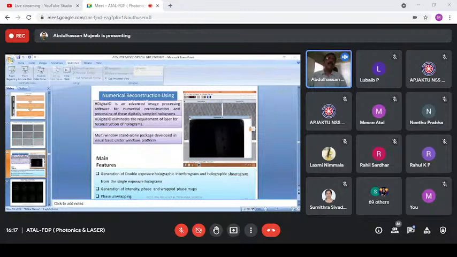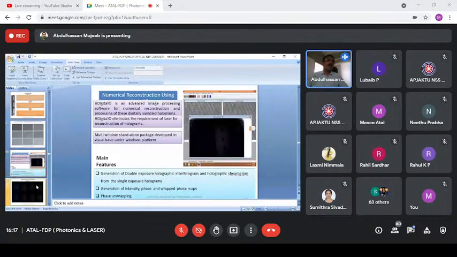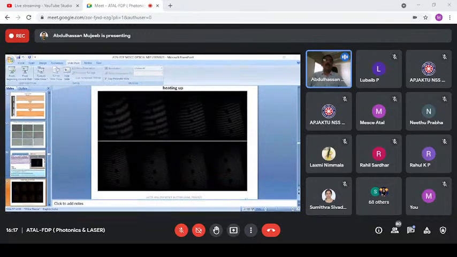Commercially available software is available in our laboratory. H-digital is an advanced image processing software we purchased, and it eliminates the requirement of a laser for reconstruction of the holograms. There are multifunctional features in this software for processing. So from the holograms, we can reconstruct and generate fringe patterns, and I think maybe it is not visible.